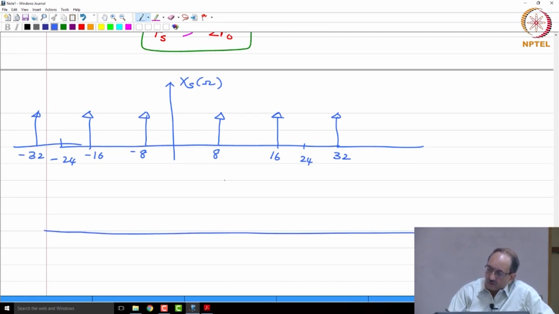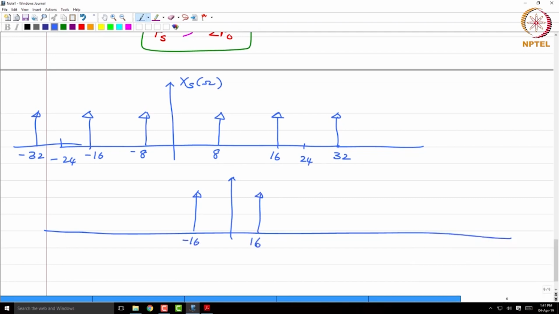Similarly, the other case was 16 kilohertz sampled at 48. So, what will happen is I have minus 16 and plus 16, I am sampling it at 48 kilohertz. Therefore, whatever is happening at 0 will have to repeat at plus 48, minus 48 and so on, and hence this will be the spectrum of Xs of cap omega in the second case.